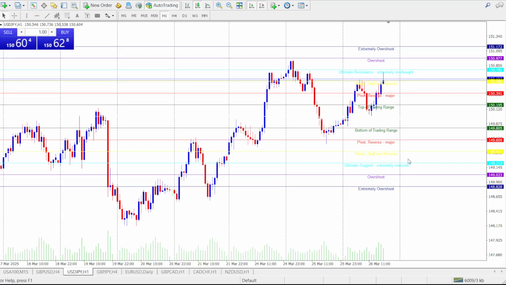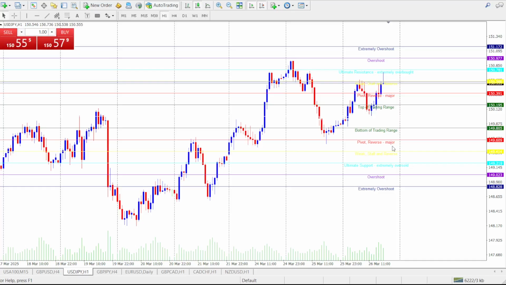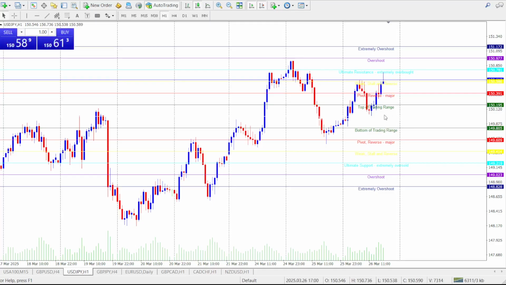Right, now we also have the pivot reverse major. You can see here pivot reverse major as well. So this might represent some trading range area, where price might consolidate most of the time, right? And then you have the top of trading range and you have the bottom of trading range. So this could be the most area of consolidation.